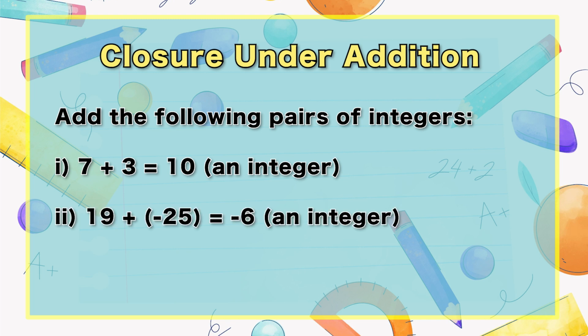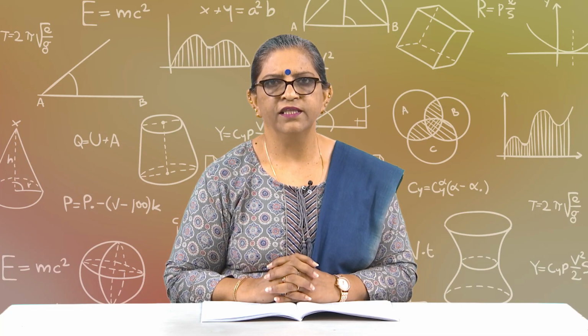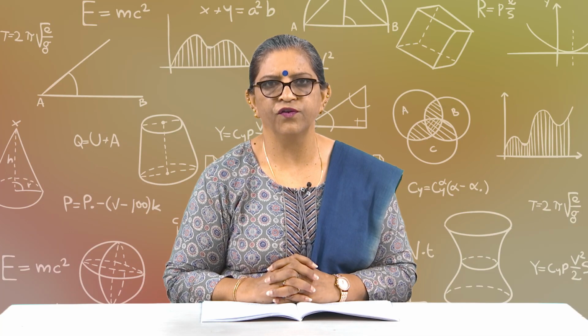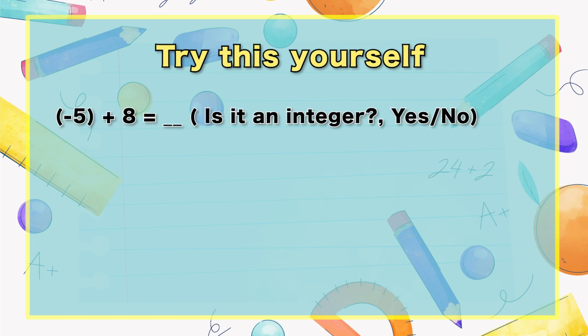Similarly, in 19 plus -25, we get -6, which is again an integer, and in -20 plus 0, we get -20, which is also an integer. You may try this for any pair of integers of your choice. Now try this yourself. -5 plus 8, is it an integer? Yes or no? Yes, it is an integer, as -5 plus 8 is 3 and 3 is an integer.